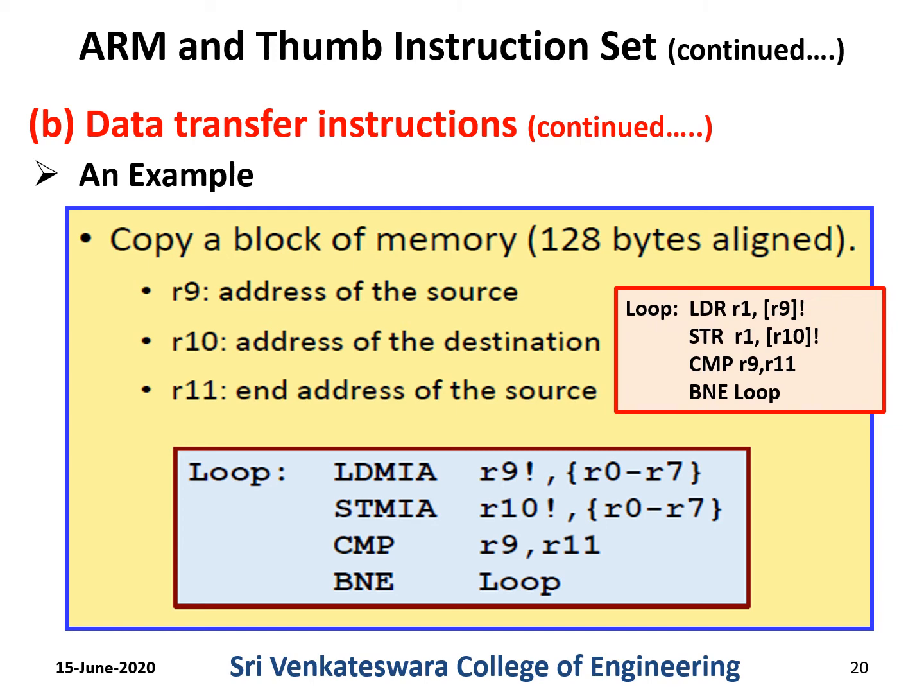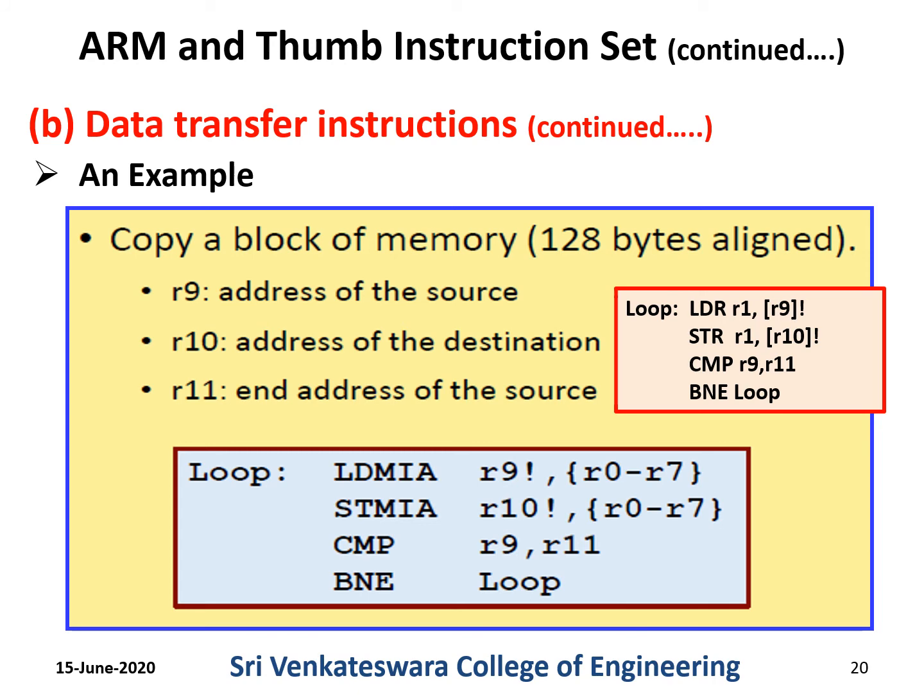So if we are using simple instructions like LDR and STR, the set of this loop has to go on for 128 times, and because there are 4 instructions in the loop, so 4 into 128, around 512 times the loop has to be executed. But if you are using LDM STM instructions, at a time 8 bytes are transferred and are loaded into the registers, and then they are stored in the memory locations also.